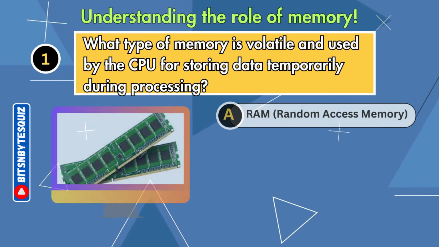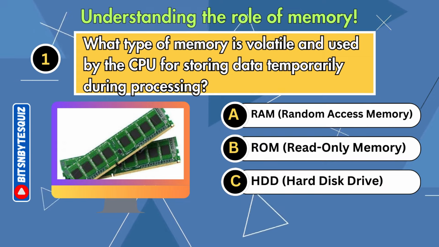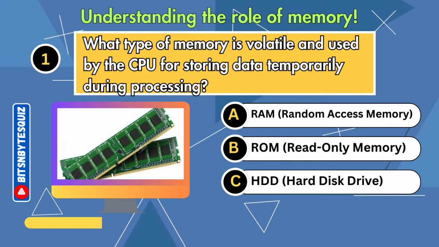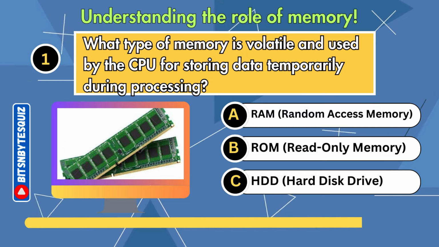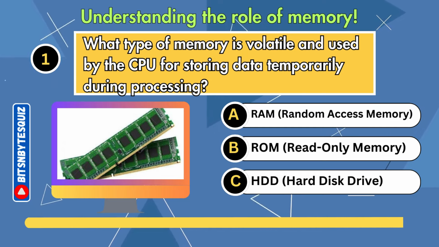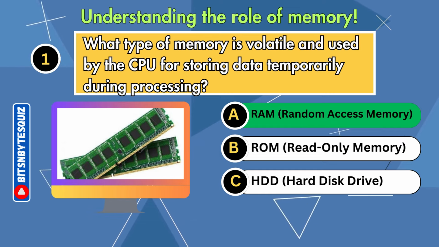What type of memory is volatile and used by the CPU for storing data temporarily during processing? Option 1, RAM. Option 2, ROM. Option 3, HDD. Answer is RAM.